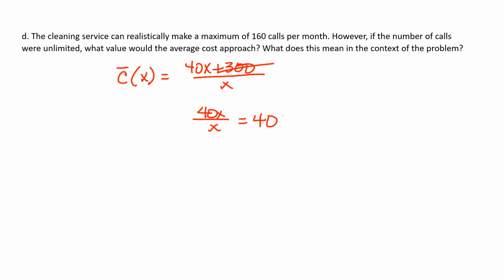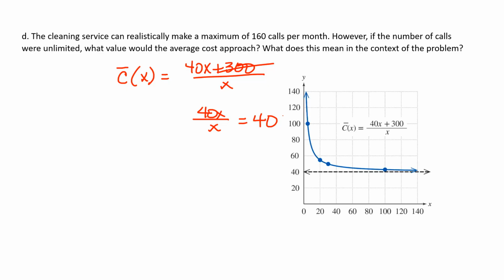And so that's what this function explains, is that the more house calls you make, the less significant that $300 of fixed cost is going to be. So if you could make an infinite number of house calls, that $300 fixed cost would just be unimportant. So your average cost per house call is going down toward just the cost of those supplies as you make more house calls.